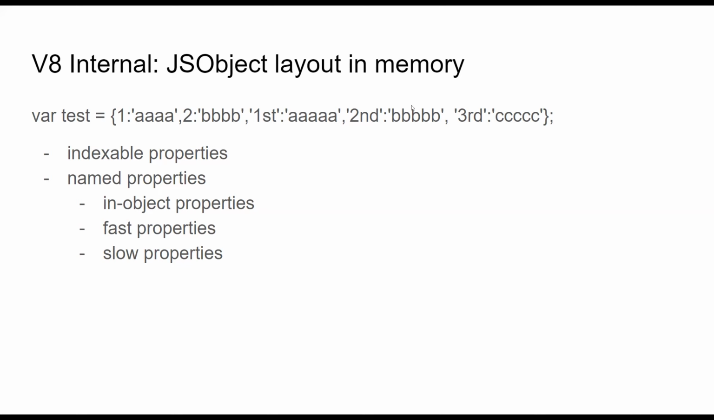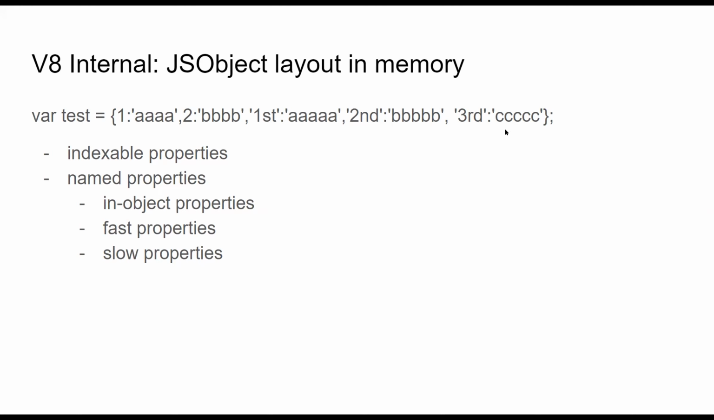So this is JavaScript code: var test equals 1: AAA, 2: BBB, first: AA, second: BBB. In this test object, there are two types of properties. One is indexable properties. In this case, it's 1 AAA, 2 BBB, because for these properties the keys are numbers, so we can index them and search them one by one. Then first, second, third, these are called the name properties.